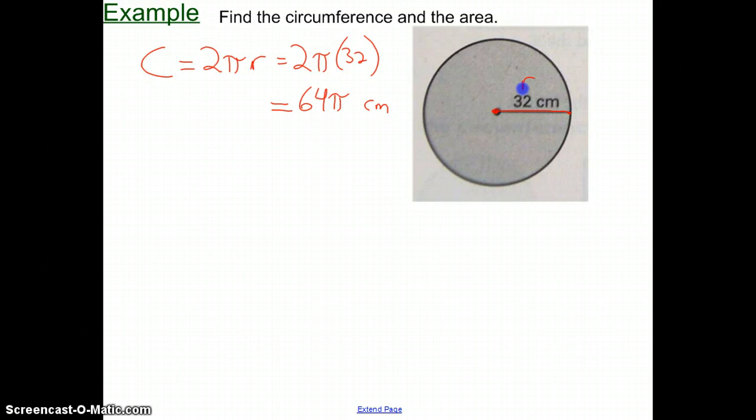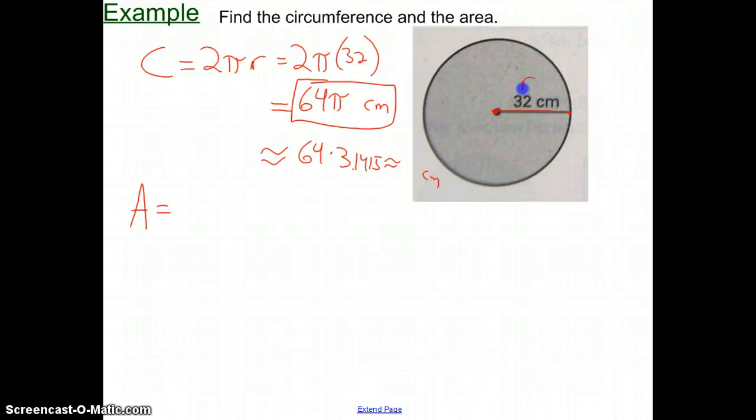Okay? This is the exact answer. Can't get any better than that. This squiggly equal sign here means approximately. So if you take on your calculator 64 and multiply it by 3.1415, or just use the pi button, you'll get another answer. You're going to round it, so the rounding is what is making it an approximate value. The 64 pi is the exact answer.